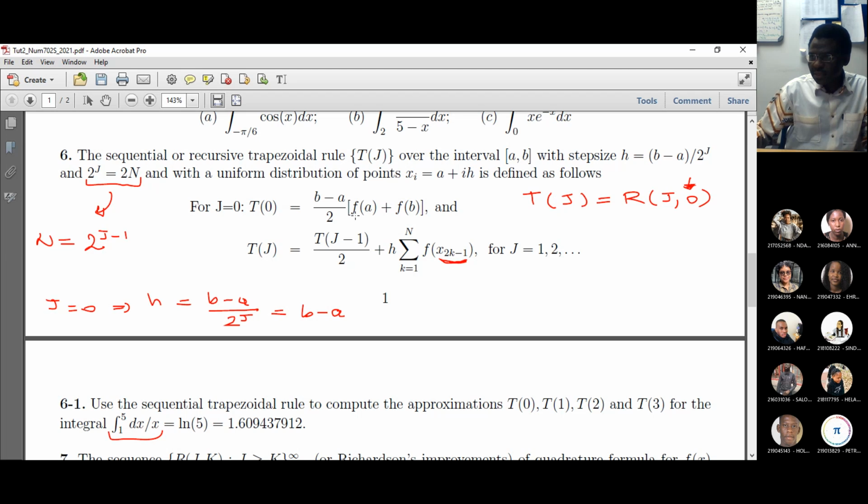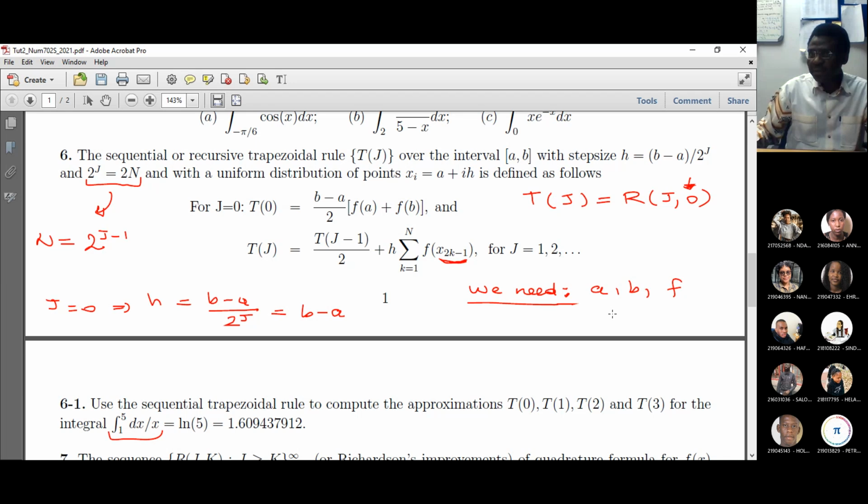So what we need to know are these. We need to know A, B, F. What else do we need to know?